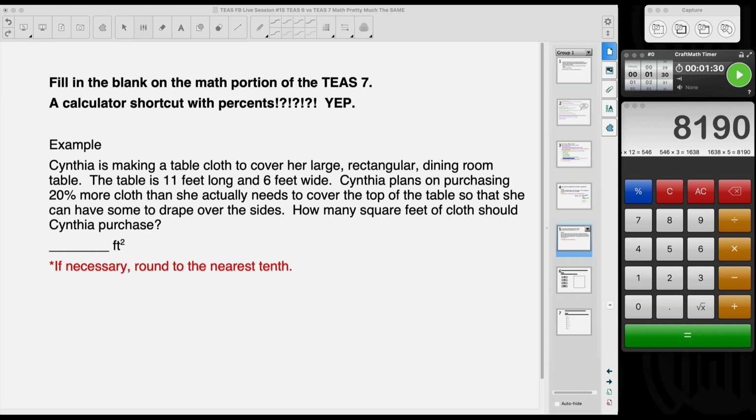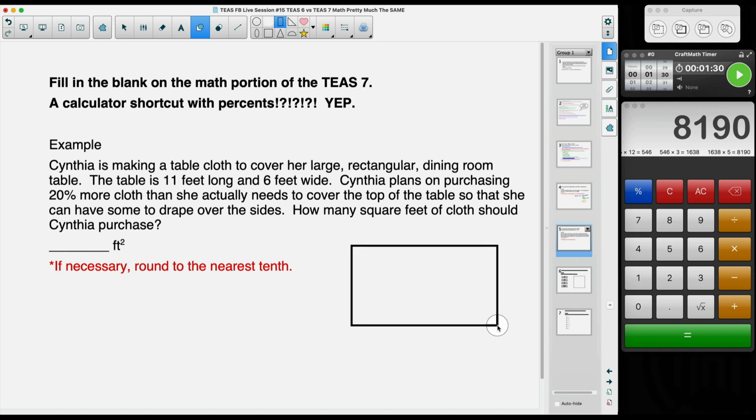We see rectangles, we see lengths and widths, then we see a percentage flying up. And sometimes with your geometry problems, T6 and T7, it will not specifically say what is the area or what is the perimeter and things like that. So, in this particular case, since Cynthia has a large rectangular dining room table, I'm just going to draw a rectangle. And I do see some answers coming in.